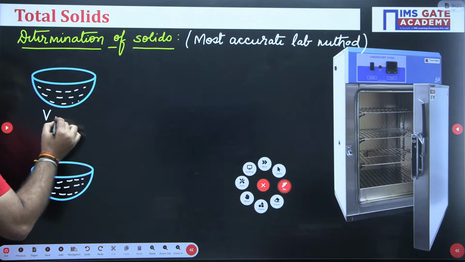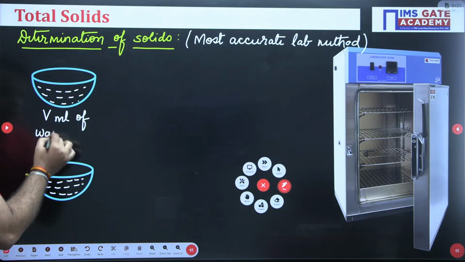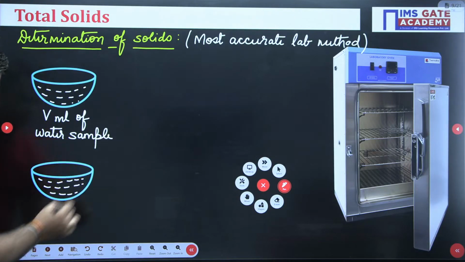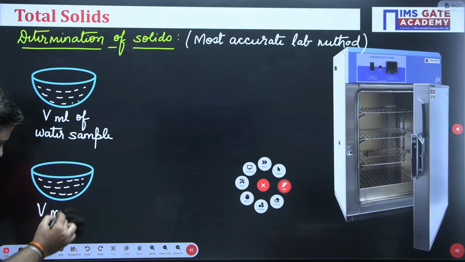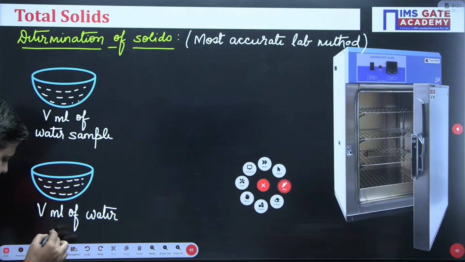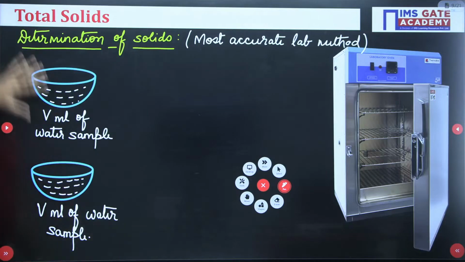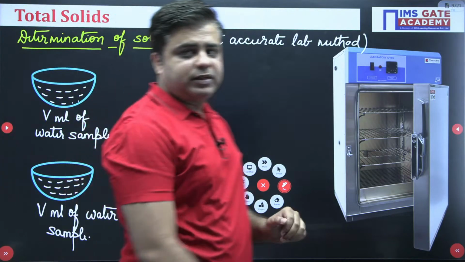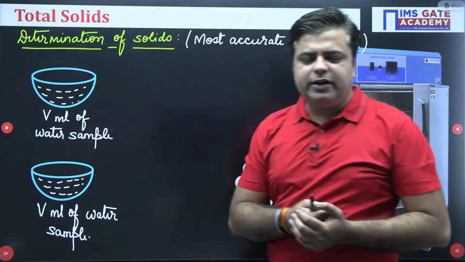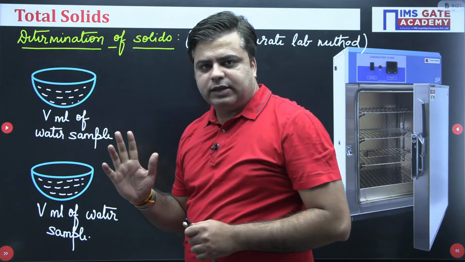In both the crucibles I have filled V ml of water sample. Both crucibles contain the same water sample, not different. That's why these are termed identical samples. Both are from the same source, so we have prepared identical samples.